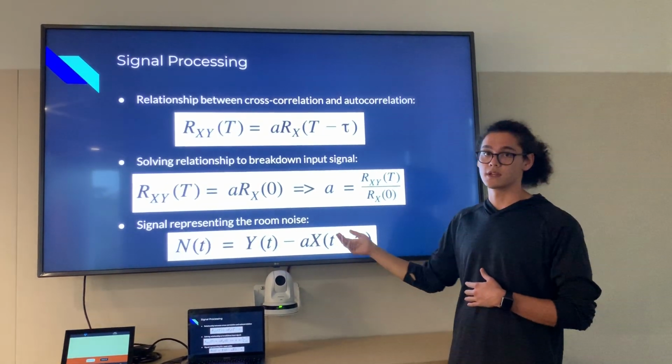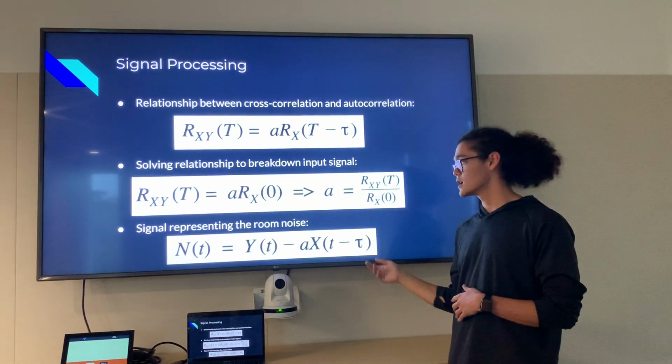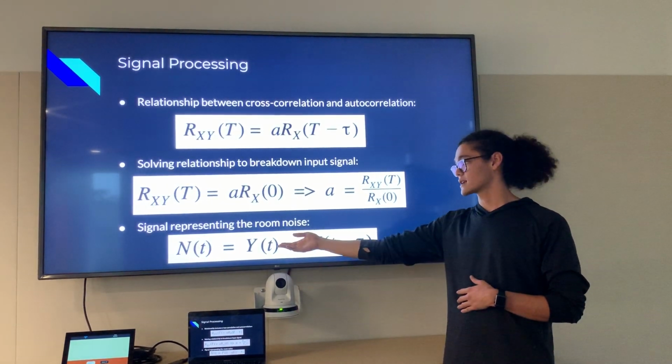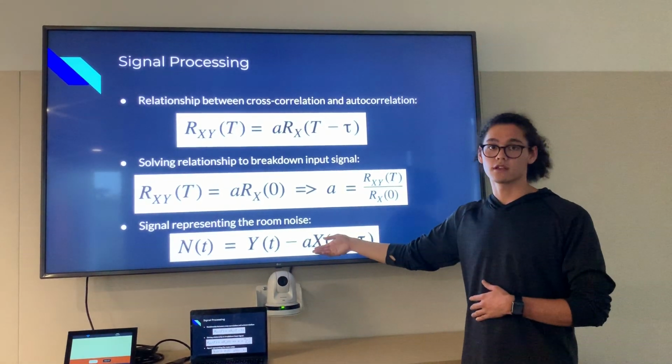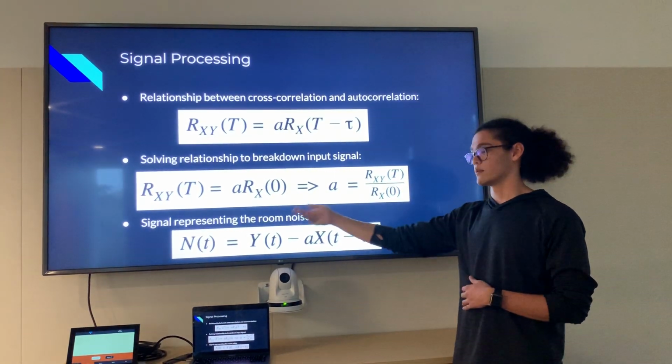Once we have solved for the scaling factor and the time constant, we can plug it into this formula down here, subtracting the room noise from the user's input multiplied by the scaling factor, shifted by the time constant, and we can get the room noise.